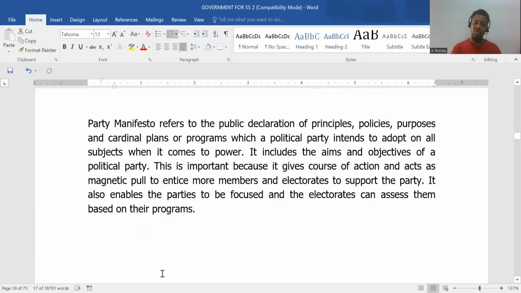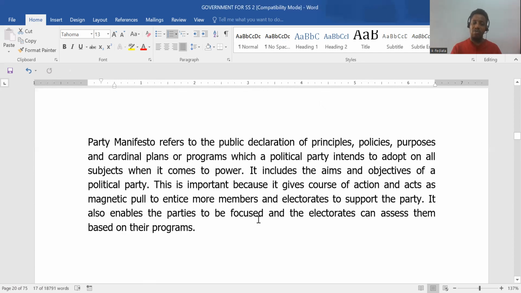Now let's look at party manifesto briefly before we leave. So it refers to a public declaration of principles, policies, purposes, and cardinal plans or programs which a political party intends to adopt when it gets into power. It's a document that shows you the principles, the policies, the aims, the objectives, the essential plans the party wants to achieve when it gets into power. So this document is given out to everybody to read. It's an avenue for them to win more supporters, more electorates to join their ranks so that they can achieve the goal of the party, right?